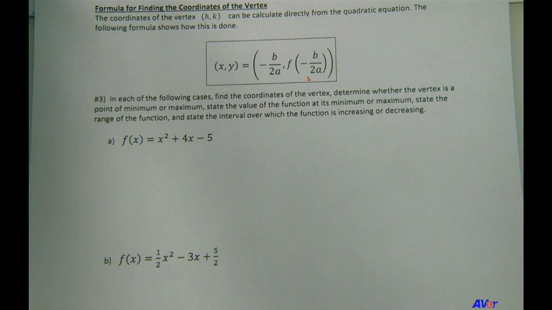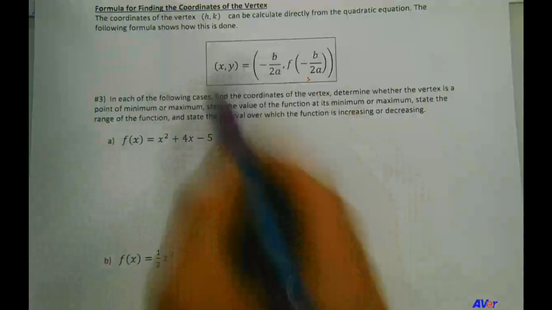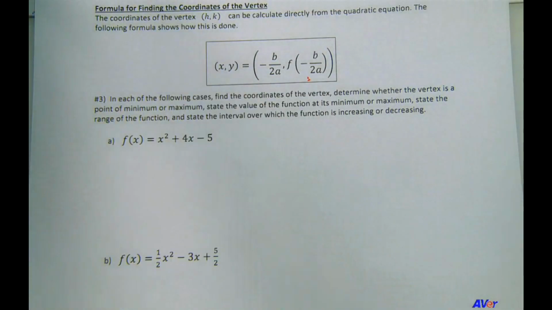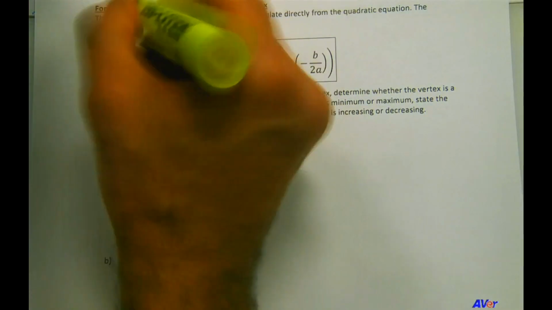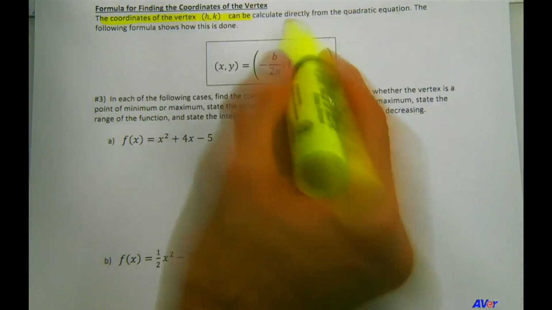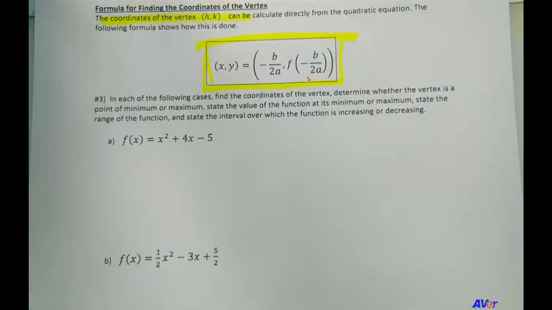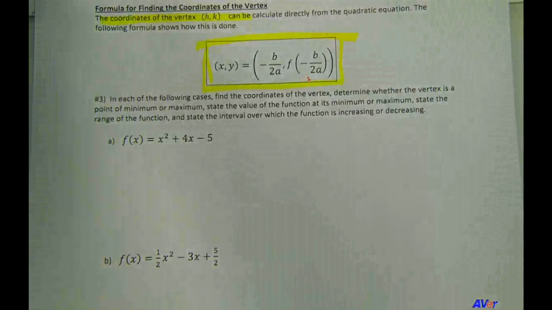So let's apply it in these cases, and please read this on your own. It says the coordinates of the vertex (h, k) can be calculated using this formula. Okay, very, very important. So if you're asked on an exam to find the coordinates of the vertex of a quadratic function, if the question is not asking you to use the completing the square method, then you can use this method. You can use this formula.